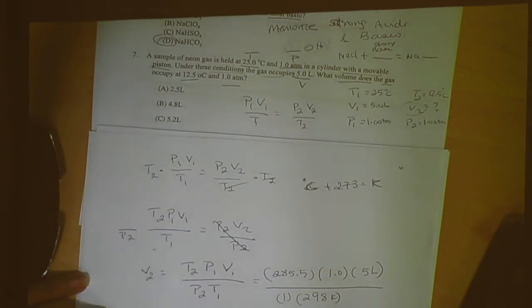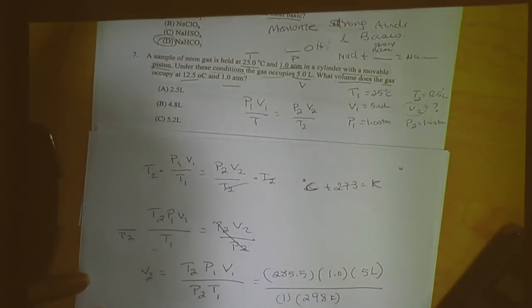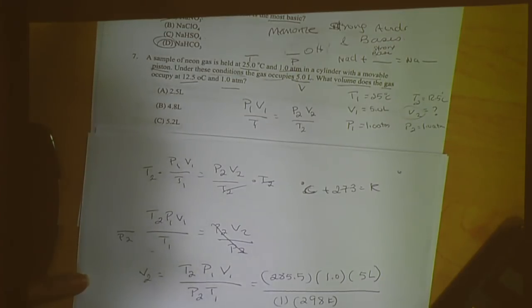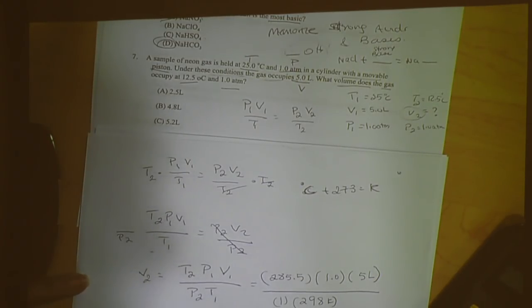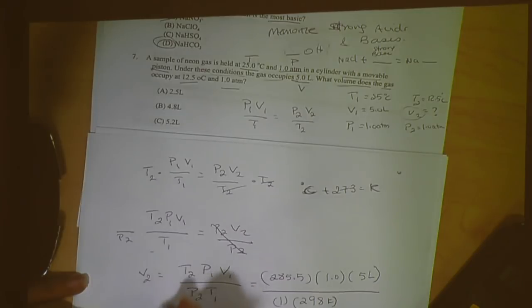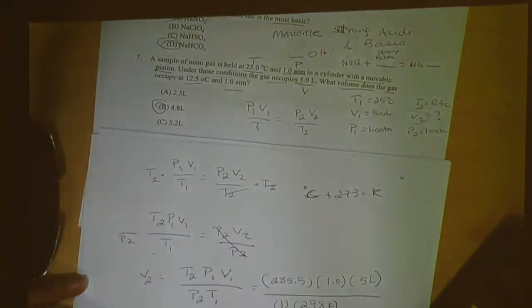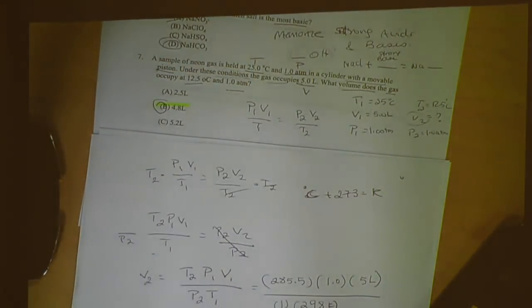Okay, so all the top multiply, divide by all the bottom. So 285.5 times 5 divided by 298. And V2 is going to equal 4.79 liters, which is approximately 4.8 liters, as seen in answer B. Awesome.